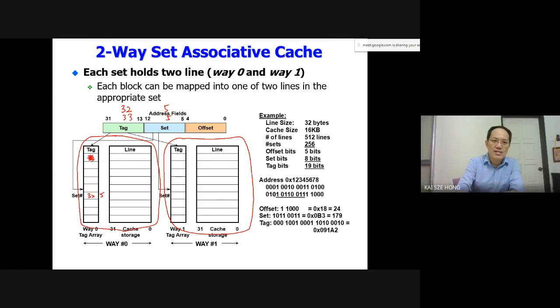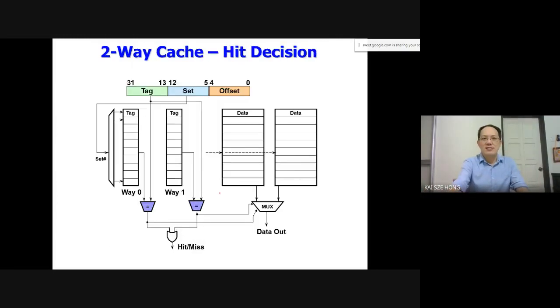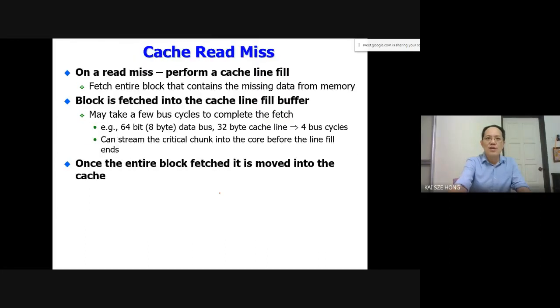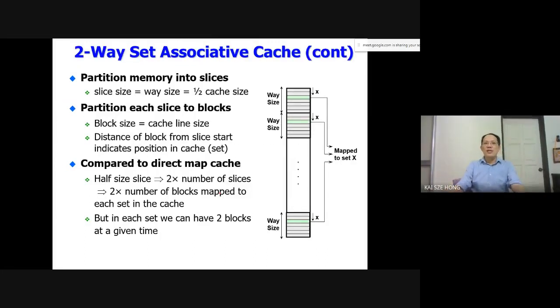If I want to put the 33 data over here, what I have to do is remove the old one. But for the two-way set associative, I can directly put 33 here in the fifth. Then I have the two sets of data over here. So this is a two-way set associative cache to solve the thrashing problem, compared to the one-way. So it will be an improved version.